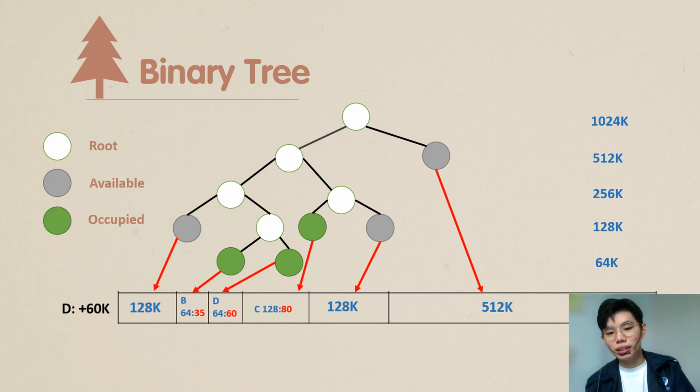Okay, so next, the green color. The next is process C, the fourth box, where you can see the 80K. Process C just now occupied this memory. The 80K cannot use 64 because it is more than the space, so we need to use up to 128K, which is 2 power of 7. Next, the last second box is 128K, which is available, and as I mentioned just now, 512K is available. That's all for the binary tree.